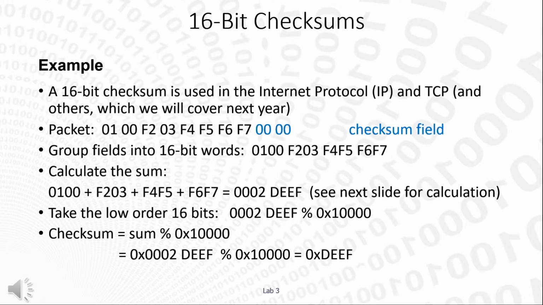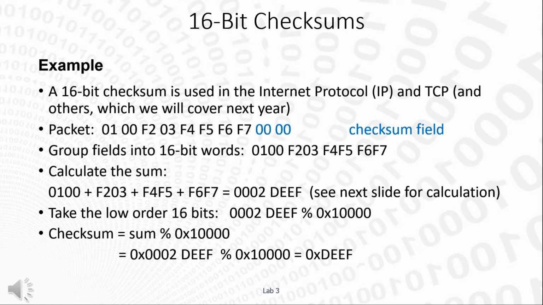If we consider 16-bit checksums, then all we're doing is grouping our fields. Instead of having 8-bit words, we have 16-bit words. What we mean by words is groups of numbers that we add. So if we had packets with 10 bytes here, 01 is one of them, 00, F2, the last 2 bytes are the checksum field where we're going to input our checksum.